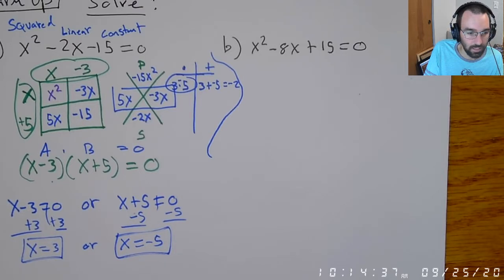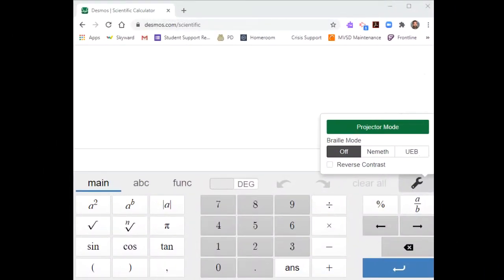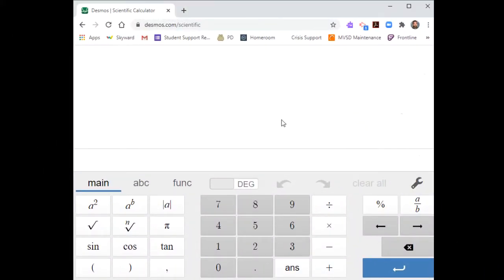So something that is really cool, and I want to show you guys this, is that you can have the Desmos calculator up if you need a calculator. So make sure on your computer that you can just bookmark this and always have a calculator in case you need it. I'm just using the Desmos Scientific Calculator, so it says desmos.com scientific. Okay. All right.